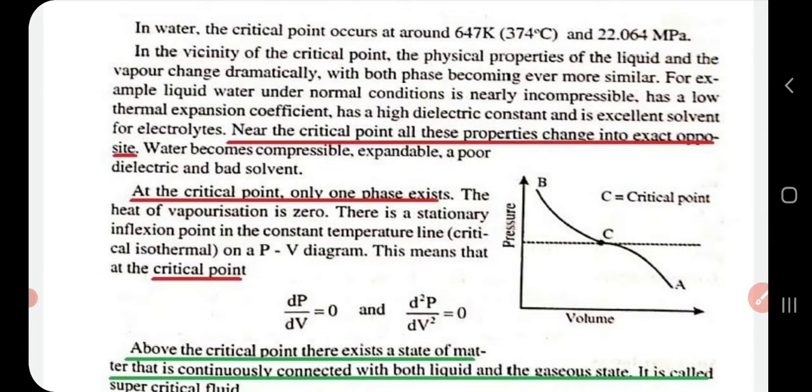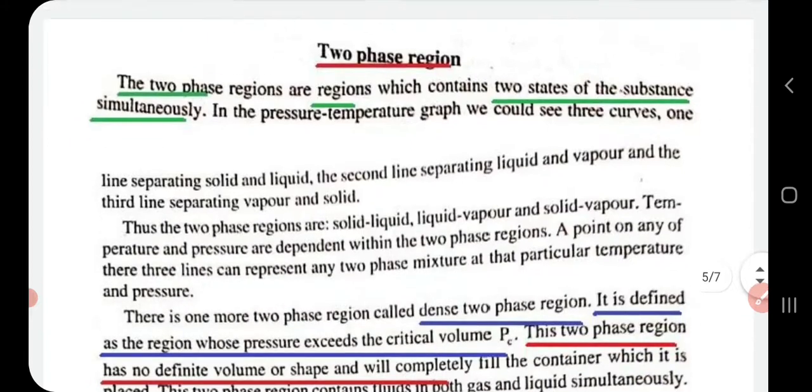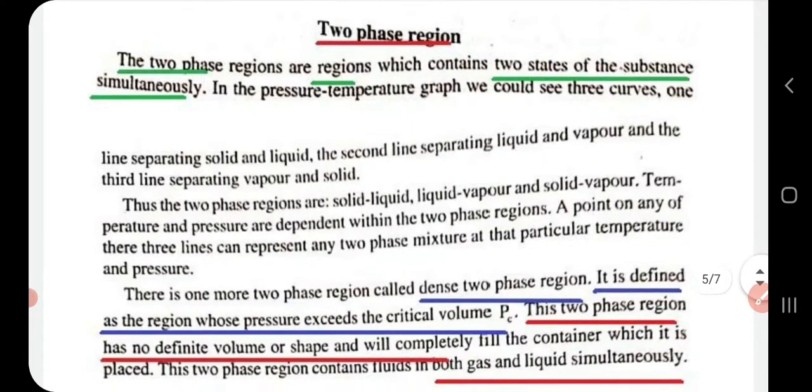What are the peculiarities that you can observe at a critical point, the 3 points. Okay. Another important one is the two-phase region. As the name suggests, it is nothing but a region that contains two states or two phases of substance simultaneously.